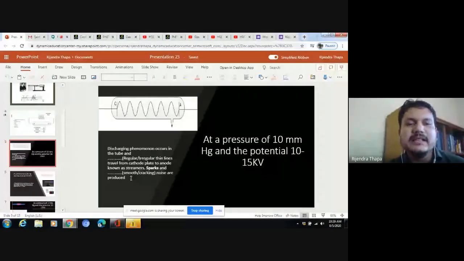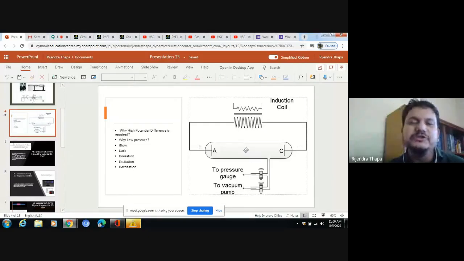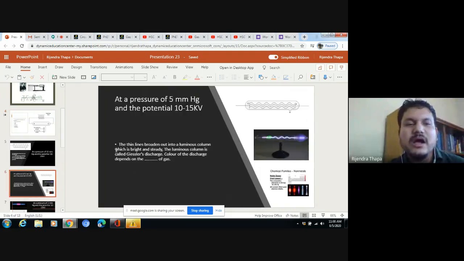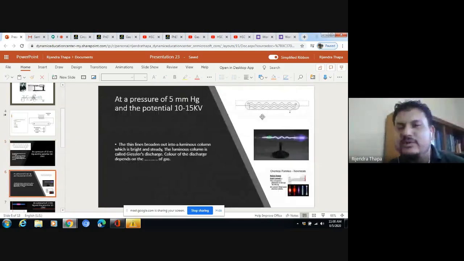That was the phenomenon we observed while the pressure was 10 mm of Hg. Now we again start evacuating the gas molecules and reduce the pressure to 5 mm of Hg. When the pressure is reduced to 5 mm of Hg, what sort of discharge phenomenon is observed? Let us see here. Now this thin line broadens out.